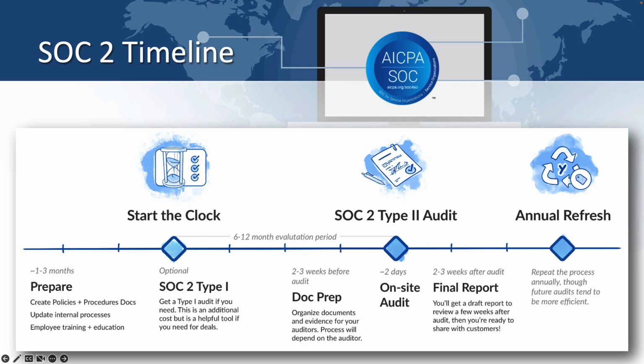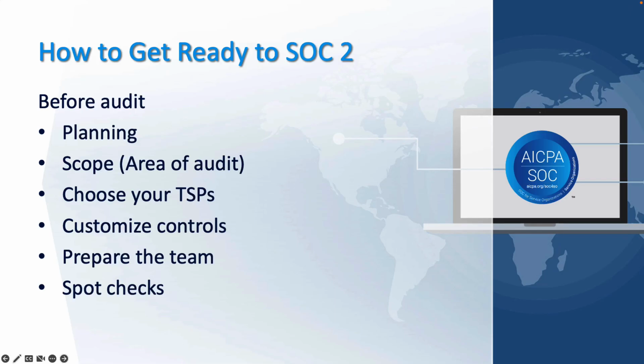After the audit is completed, you will be issued a final report with a recommendation. And of course, since SOC 2 Type 2 demonstrates operational effectiveness over a period of time, it has to be done on an annual basis.